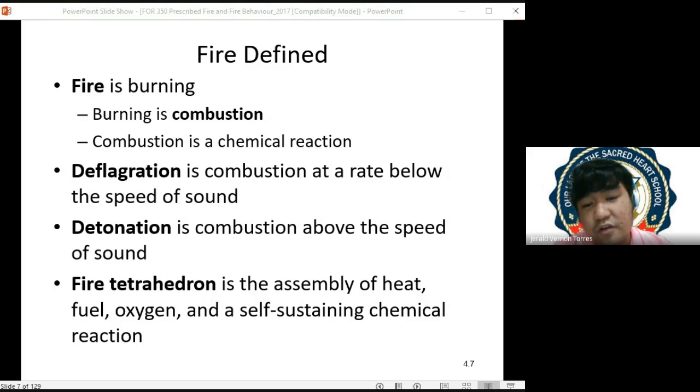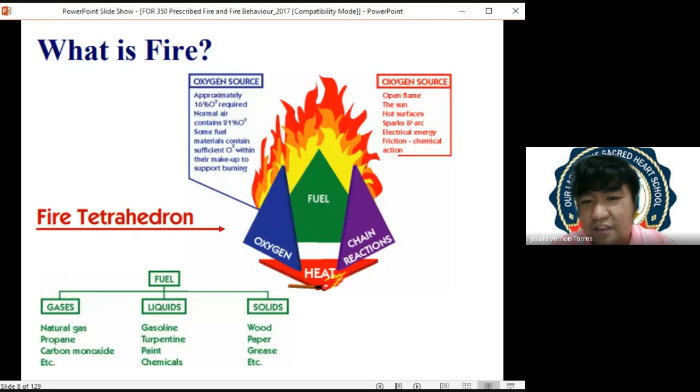It can also be in the form of deflagration. When we say deflagration, it is a slower rate of fire. It's slower than the speed of sound, but it is not totally slow. It's just slower than the speed of sound. So we wish that if there is a fire hazard, it's not detonation but just deflagration. But still, it's very dangerous.